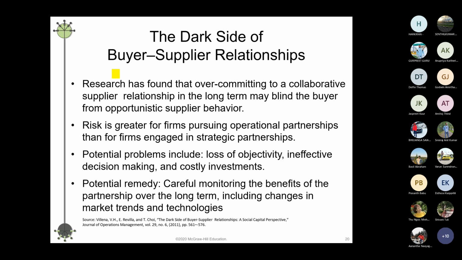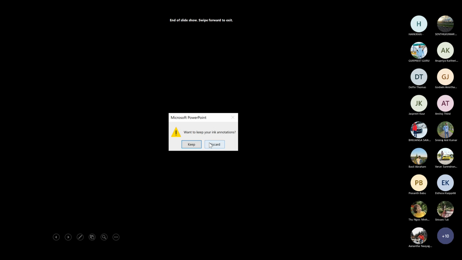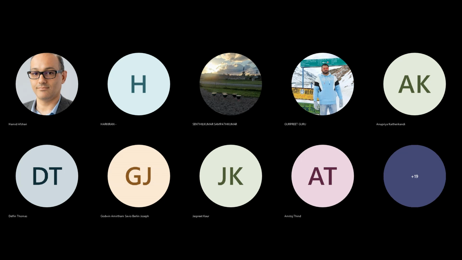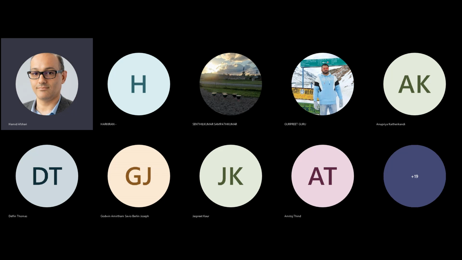This is called the dark side of the buyer-supplier relationship, in the cases where suppliers may show some opportunistic behavior, so we should be very careful about that. And how can we take care of that so that it doesn't happen? Okay, that's all about this chapter. I think only one more chapter is left. Chapter 19.